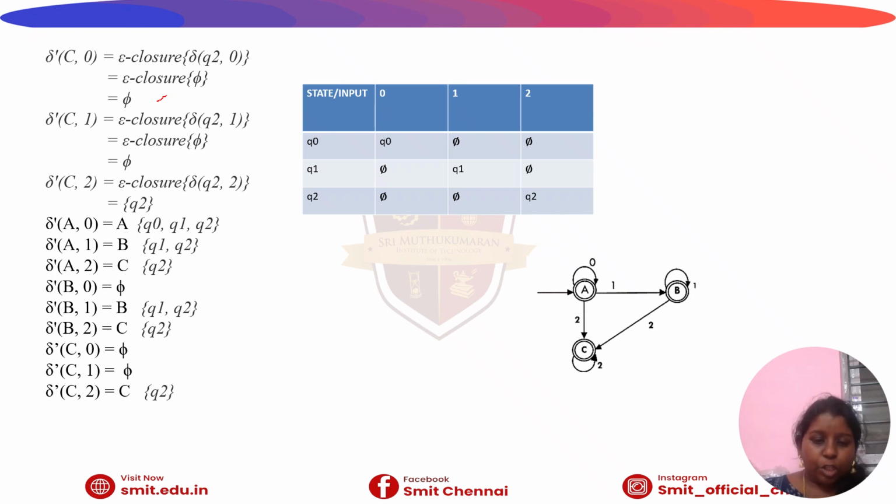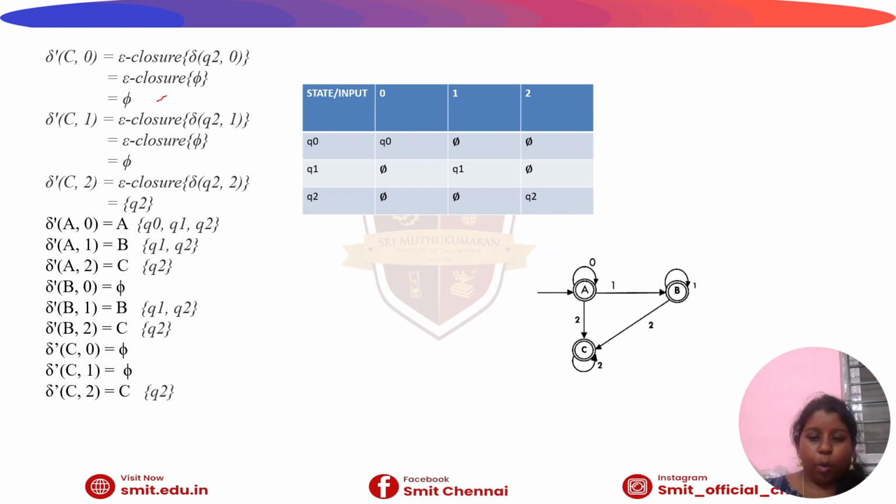For delta dash of A comma 0, we got A, that is Q0, Q1, Q2. And for the input 1, we got B, nothing but Q1, Q2. And for the input 2, we got C. And for the state B, for the input 0, it was empty and for the input 1 we got B itself, that is Q1, Q2, and for input 2 we got C, that is Q2. And for the state C when the input is 0 it was empty and for 1 it was empty and for 2 we got itself, that is Q2, C.